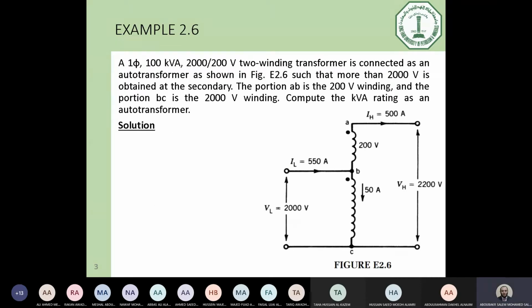In the previous class, we discussed the auto transformer and we solved a small example. We will repeat the example in order to find the notes.